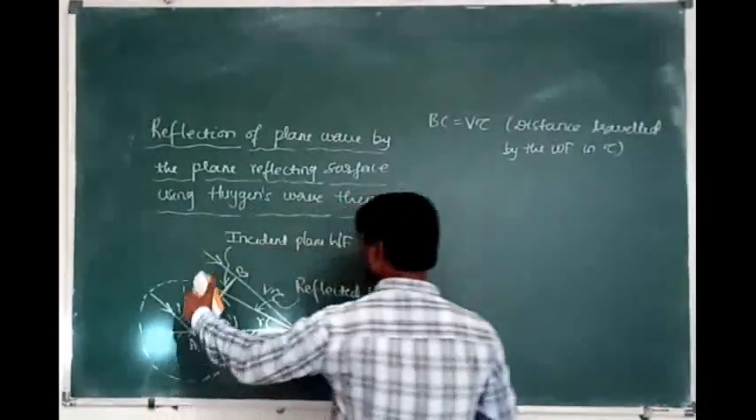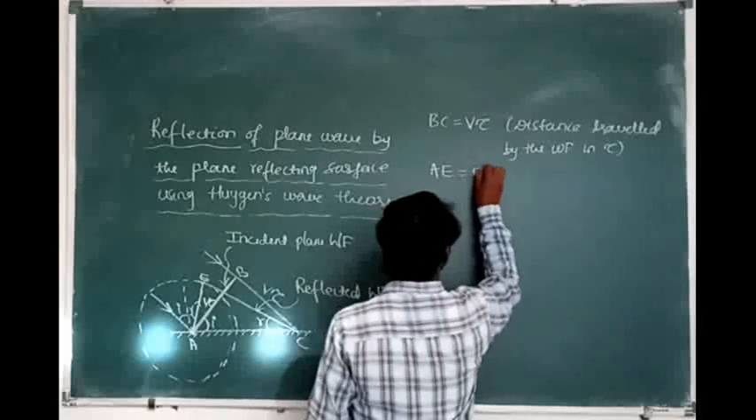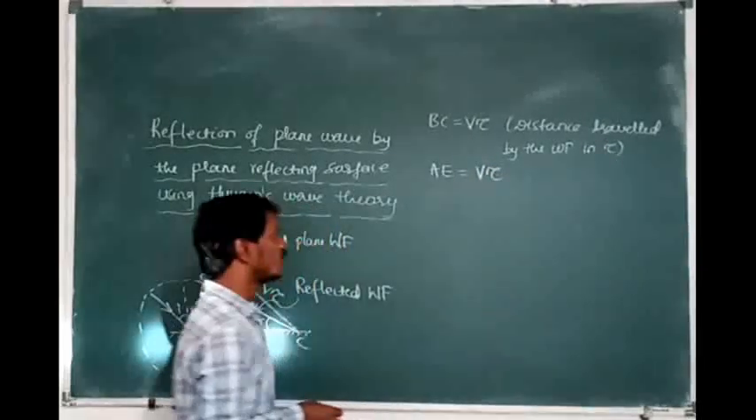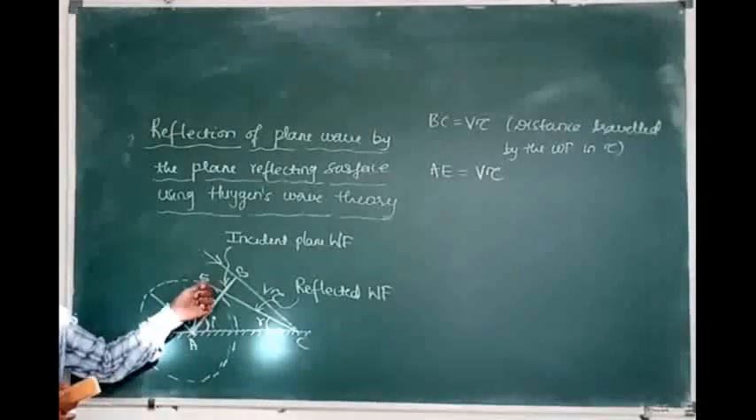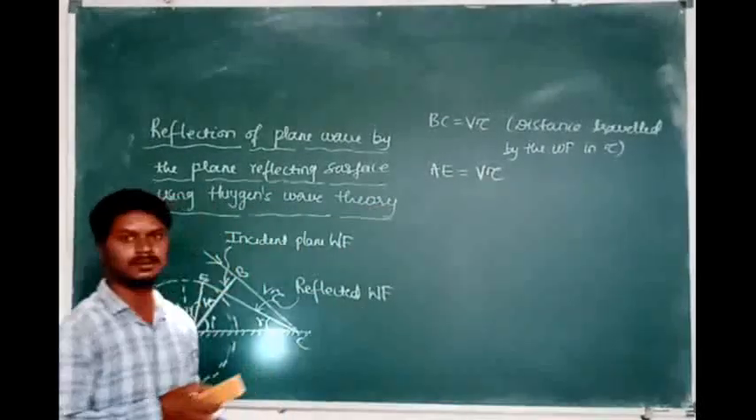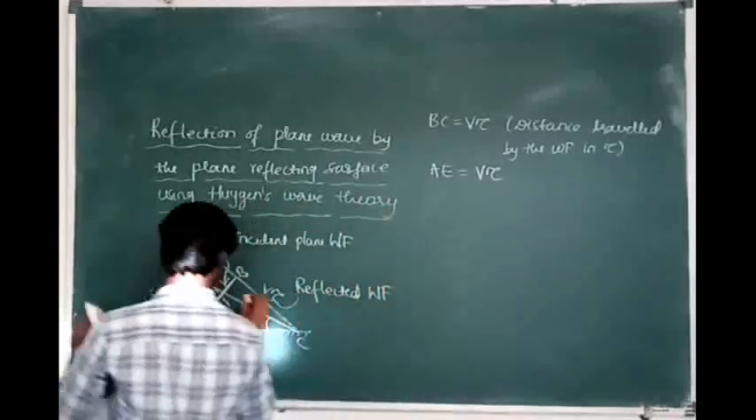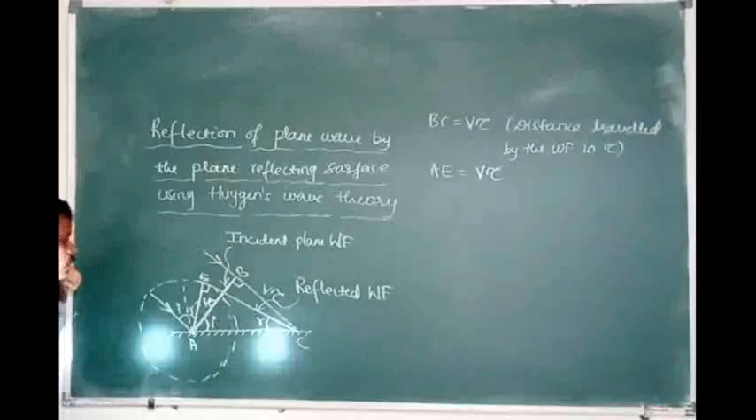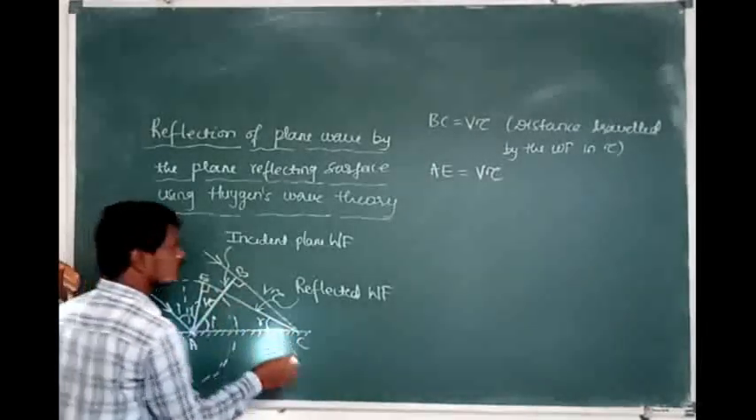So BC and AE are both the same here. What about AE? AE is also V into tau. It is the distance traveled by the secondary wavelet at A from A to E. From A to E, that is V into tau. It is after reflection. Then by using the triangles, what are those triangles? This angle is 90 degrees, and this is also 90 degrees. Then by using the triangles, first I will take the triangle ABC.